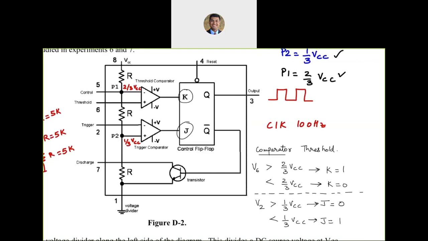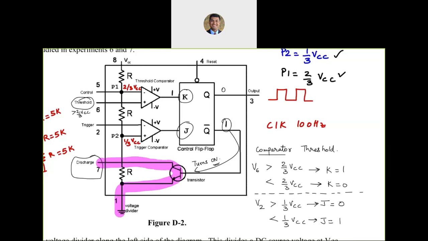Let's assume that our voltage is greater than 2/3 VCC. So you see what happens over here. If your threshold voltage is greater than 2/3 VCC, what is going to happen? You are going to get a 1 here, which means you could have a reset or a toggle happen. So let's assume that it is resetting here. If it resets, this goes to 0, that goes to 1. And if that goes to 1, that essentially turns on the transistor. And if it turns on the transistor, what is going to happen? Pin 7 is going to be connected directly to ground.